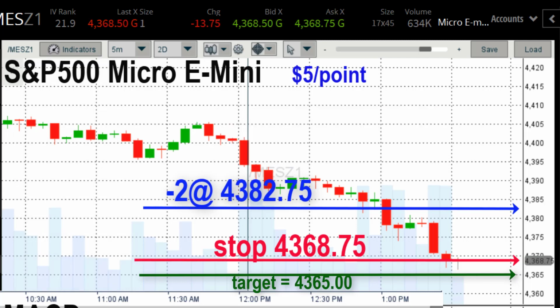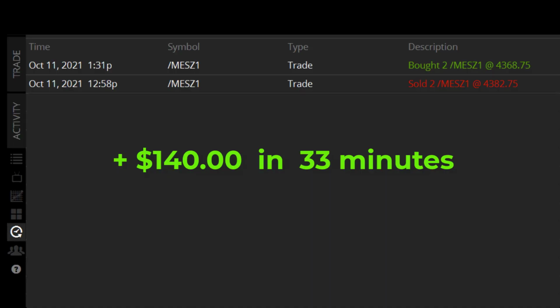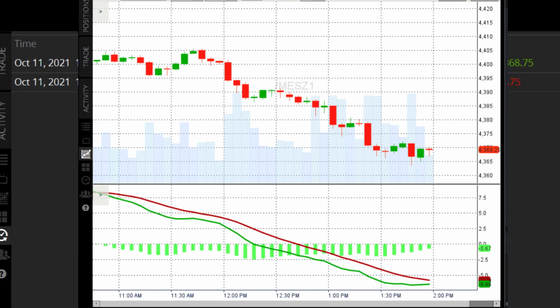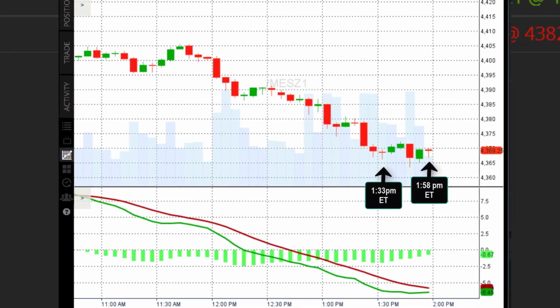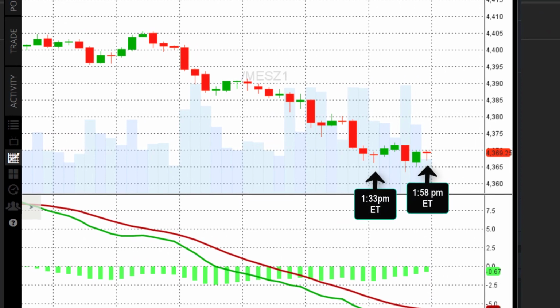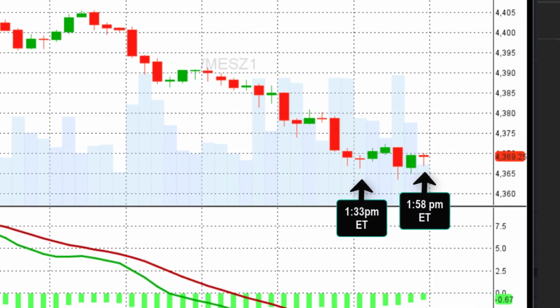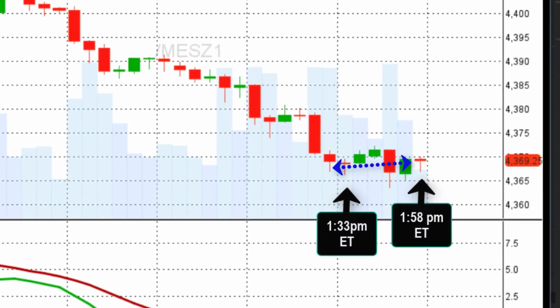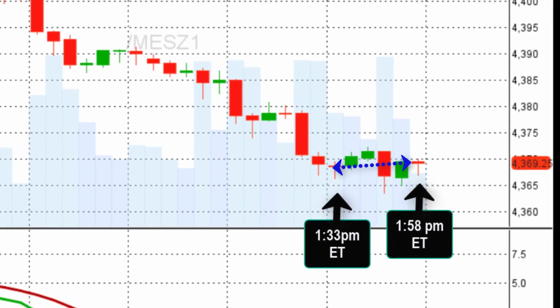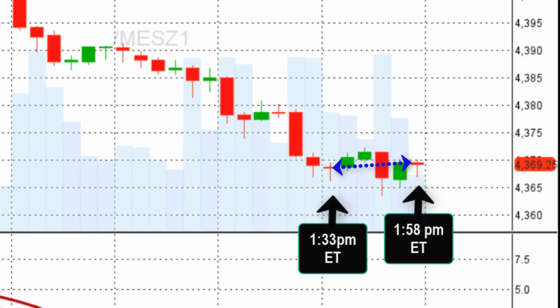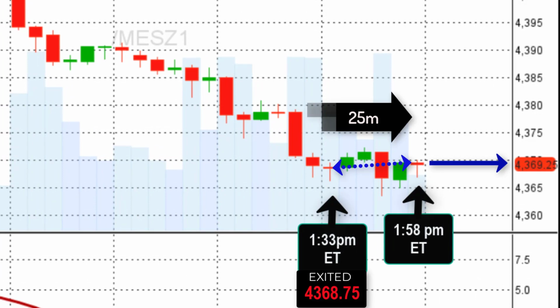There you go, stopped out, and I'll make a nice profit on this trade, $140 in 33 minutes. Now, one thing I can never resist post-trade, after the trade, is I have the chart here. Now, I got out of a trade at 1:33. This chart goes all the way up to 1:58 p.m. And you can see the price is 43.69 and a quarter, and I got out at 43.68 and 3/4.